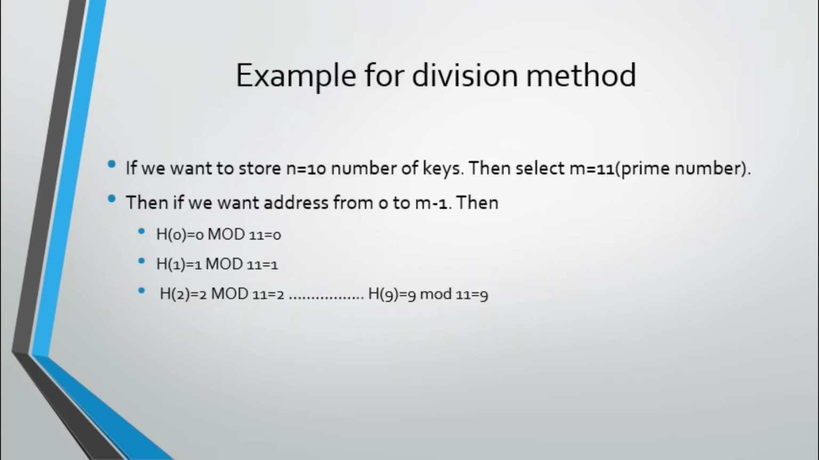Okay, so say we have n is equal to 10. That means we have 10 keys, and those keys can be anything. You can take the keys as 0, 1, 2, 3, 4, 5, 6, 7, 8, 9. These are basically continuous in nature, continuous keys.